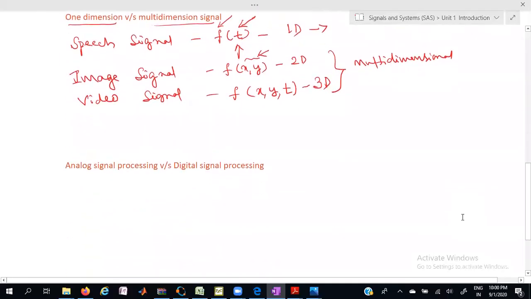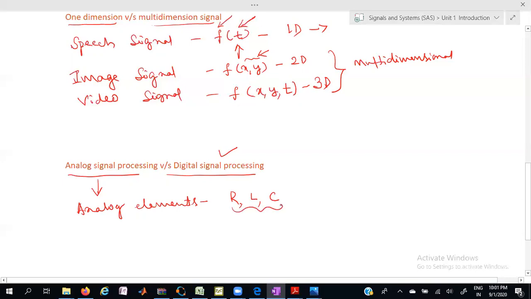Okay. The processing of a signal can be done either by analog signal processing or by digital signal processing. These days, most of the processing is done using digital signal processing. So what do we understand by the term analog signal processing? As the name itself says, the processing is done using analog elements. Good examples of these analog elements are the resistor, inductor, and capacitor. So if I perform any processing using such analog elements, it is called analog processing.